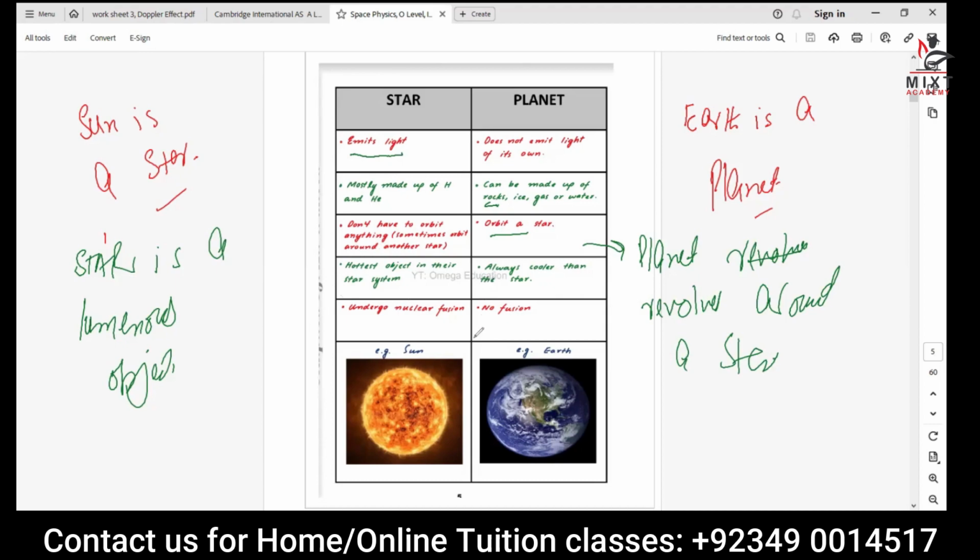Another thing is, planet is always cooler than the star. I mean that the surface temperature of the planet is less than the star, whereas star is the hotter object. The surface temperature of the star must be higher than the planet. Okay.